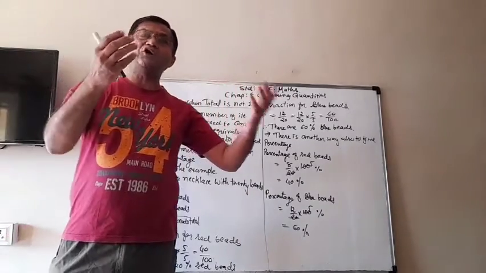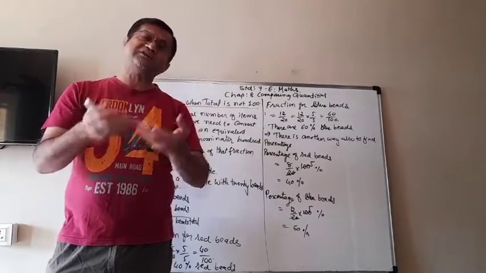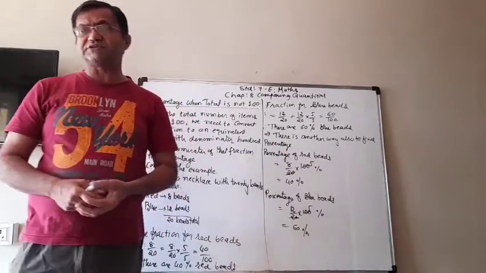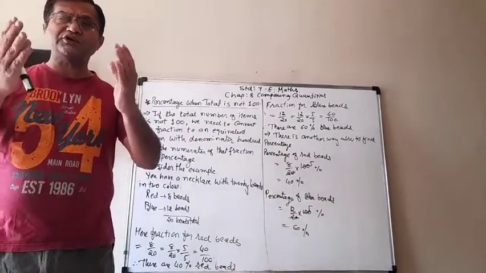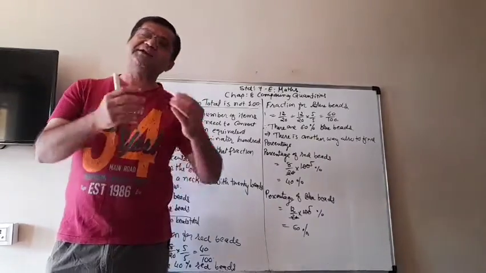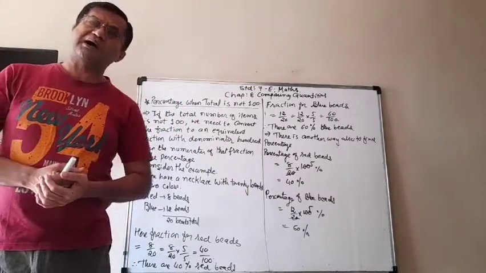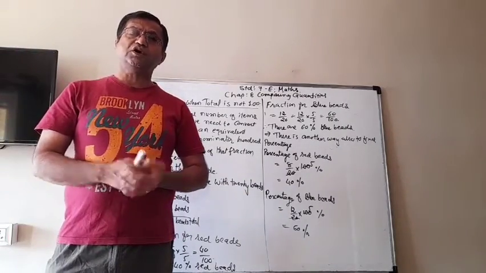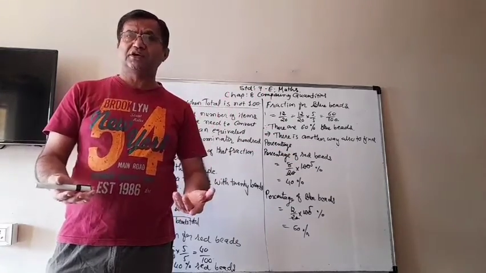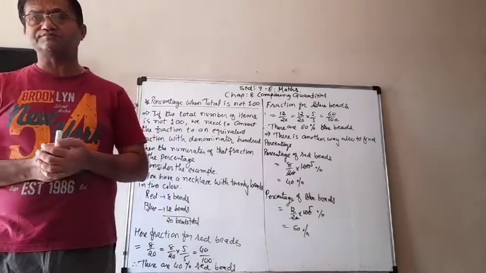Because out of 100, if 32 is there, then the fraction will be 32 upon 100, and that number will be the same as the percentage. Suppose you have given an exam of 100 marks. Out of 100 you get 75 marks. So it is 75 upon 100. Your percentage is the same as the marks that you obtain.